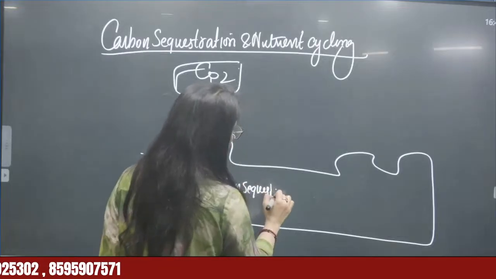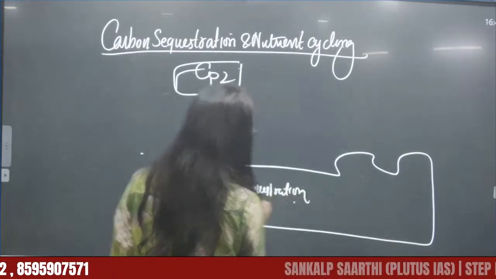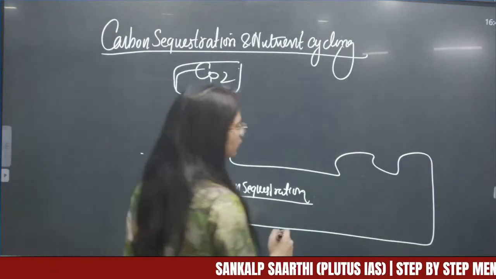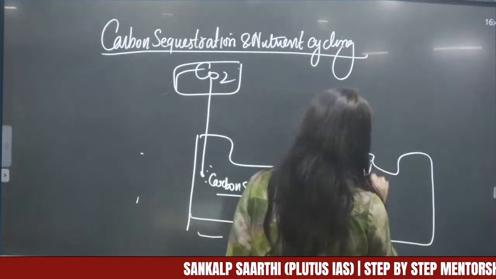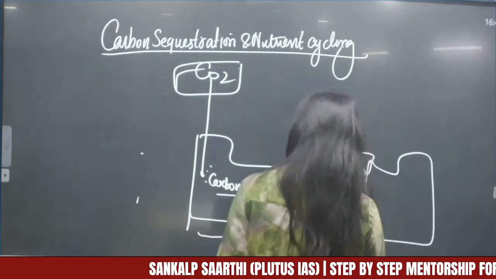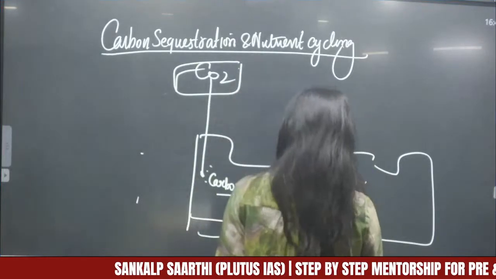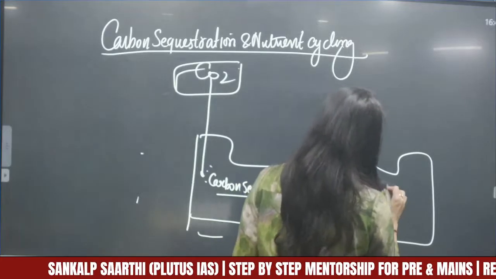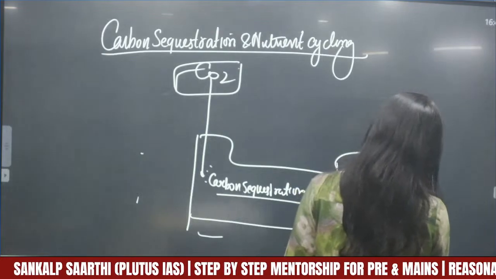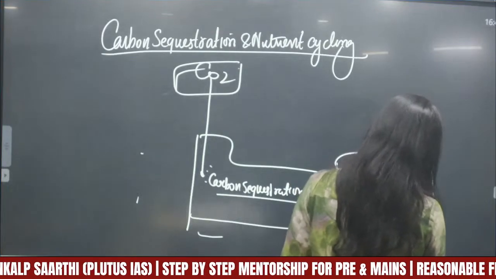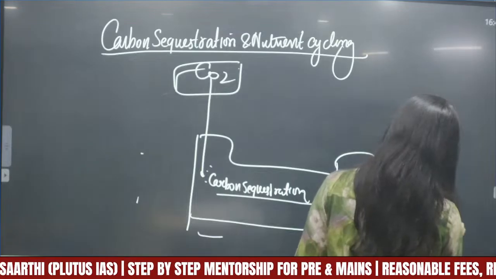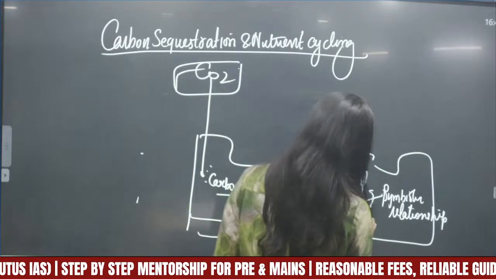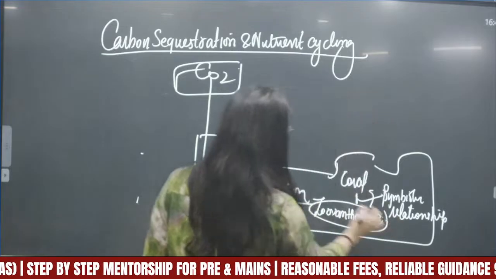You're sequestering the carbon from the atmosphere. How? By taking the CO2 level down. Now, when the coral reefs are healthy, and how are they healthy? When the corals are healthy, how are they healthy? Because they are having a symbiotic relationship, a good relationship, with zooxanthellae. Zooxanthellae are also doing great because they have to produce the food with the help of CO2.